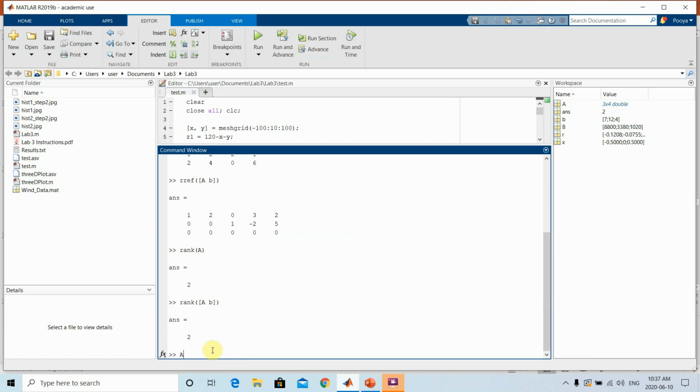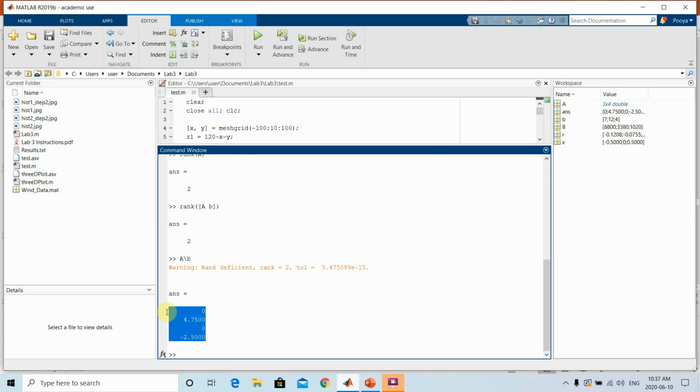Let's look at A backslash B. Okay, so this is one of the solutions of this system, where x is 0, y is equal to 4.75, z is 0, w is minus 2.5. Like here, you get a warning that this is rank deficient, right? So this is an underdetermined system, right?